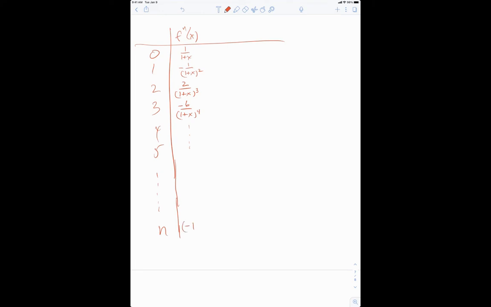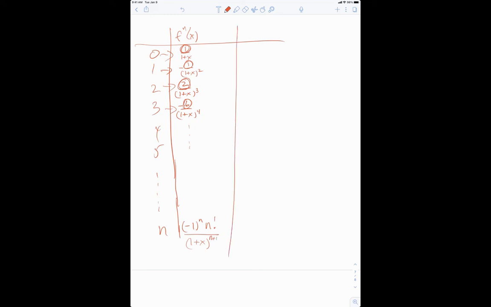There's a negative 1 to the n floating around. It's alternating. Negative 1 to the 0 is 1, so the first term is positive. And then we have a factorial on the top. This is 0 factorial, this is 1 factorial, this is 2 factorial, this is 3 factorial. So it's n factorial on the top. And then on the bottom, we have 1 plus x to the n plus 1, right? The first one had a power of 1, then a power of 2, power of 3, power of 4. So 1 plus x to the n plus 1.